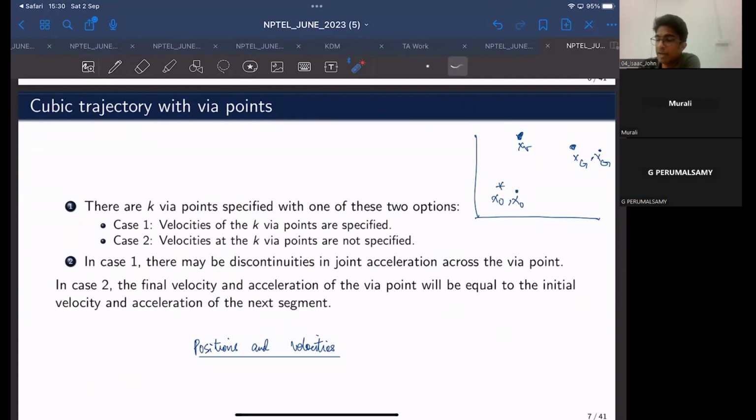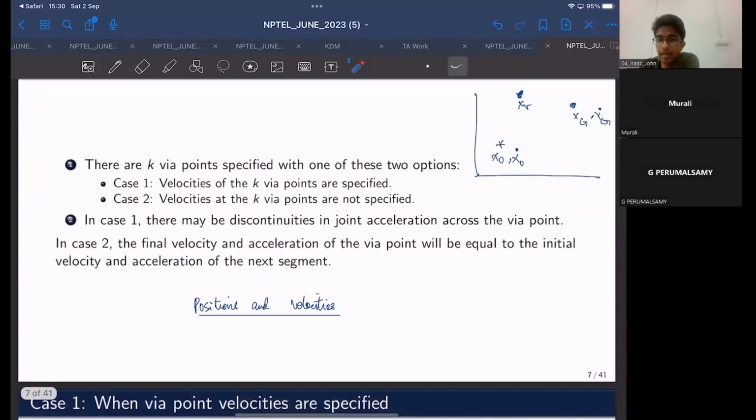But if you're not specifying the velocity of the via point, then what we do is that we consider the initial acceleration and velocity of the second segment to be equal to the final velocity and acceleration of the first segment, right? That's all it is there.